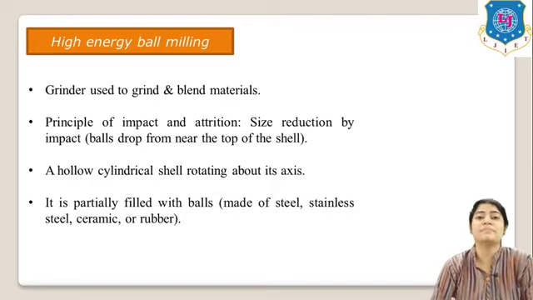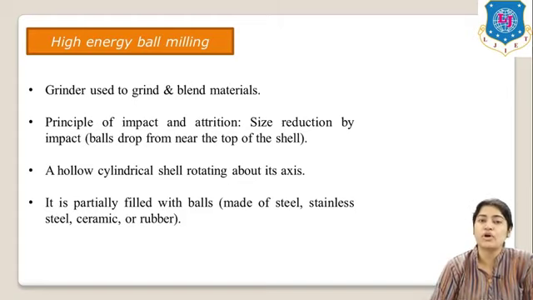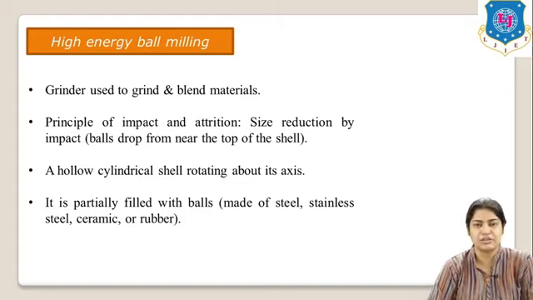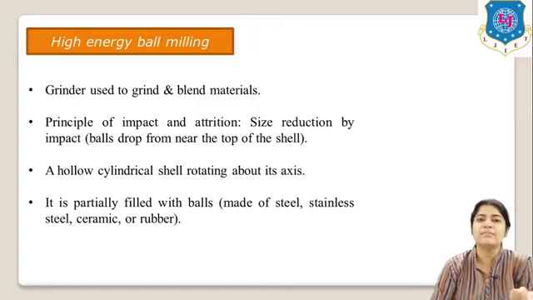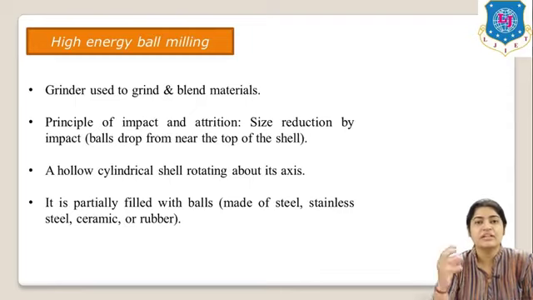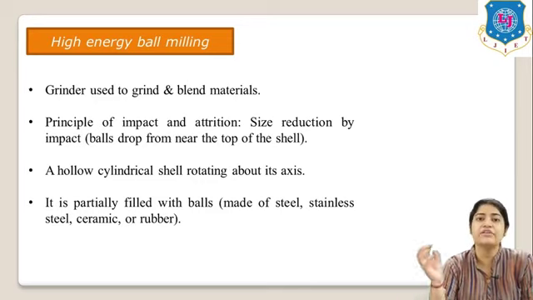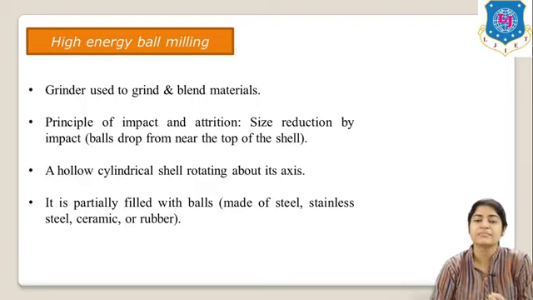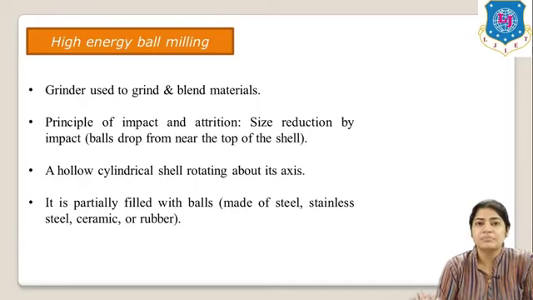Clear? Now, what is the principle of its operation? It works on the principle of impact and attrition. In your ball mill, metal balls are used for the impact purpose. When the mill rotates, because of the influence of gravity, the balls fall down onto your material, and because of that impact, size reduction occurs. Now, how does attrition take place? As the mill rotates on its axis, the material scrapes along the surface of the mill, and that is the effect of attrition. So because of impact and attrition, size reduction occurs.